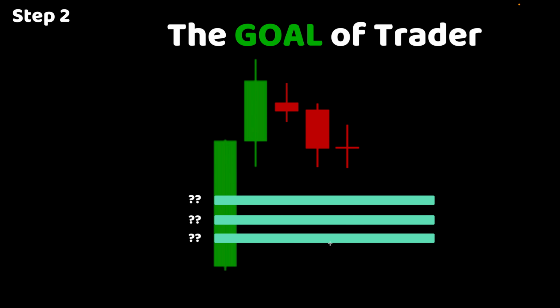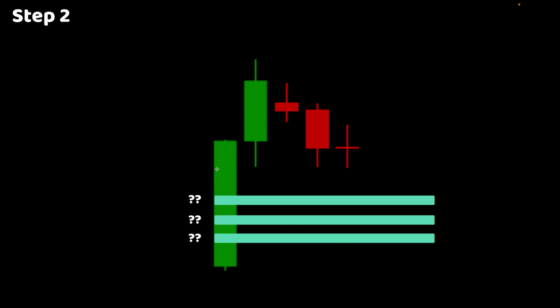So the goal of any trader when trading pullback is to correctly identify the pullback key levels. So now when the swing is like this, how do you know which key level is going to work? Well, this particular candle doesn't tell you any details that will help you identify which key level is going to work. So let me show you the secret on how to identify it.